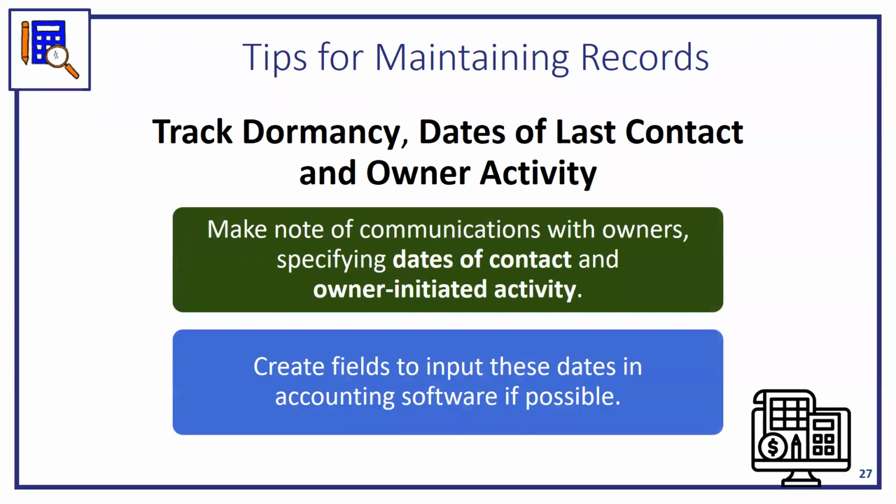Track dormancy, dates of last contact, and owner activity. We recommend making note of communications with owners, specifying dates of contact with the owner and dates when owner-initiated activity takes place. If possible, you can create entry items for these dates in your accounting software, and then this can potentially make the search for unclaimed property as easy as filtering a few fields by date.